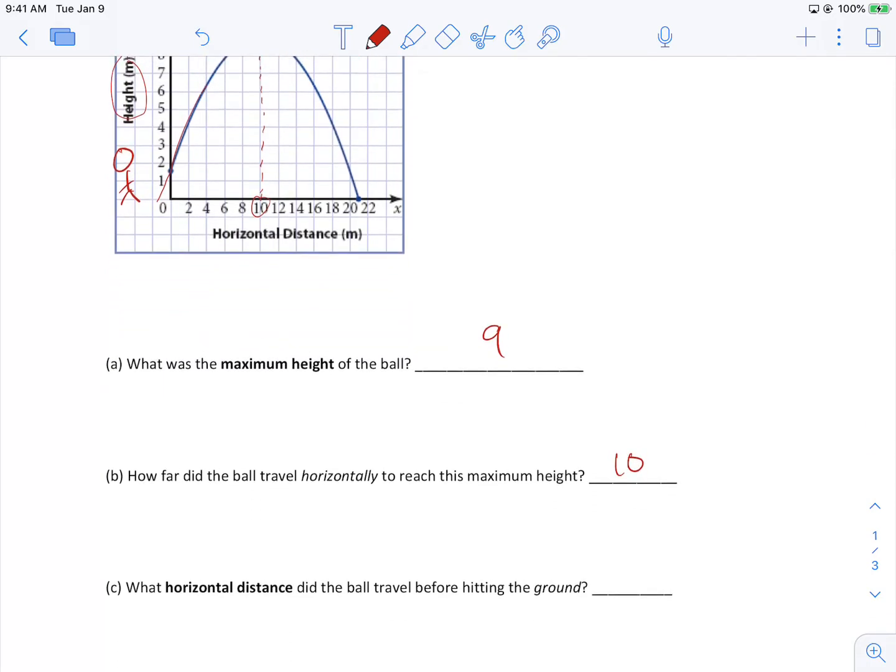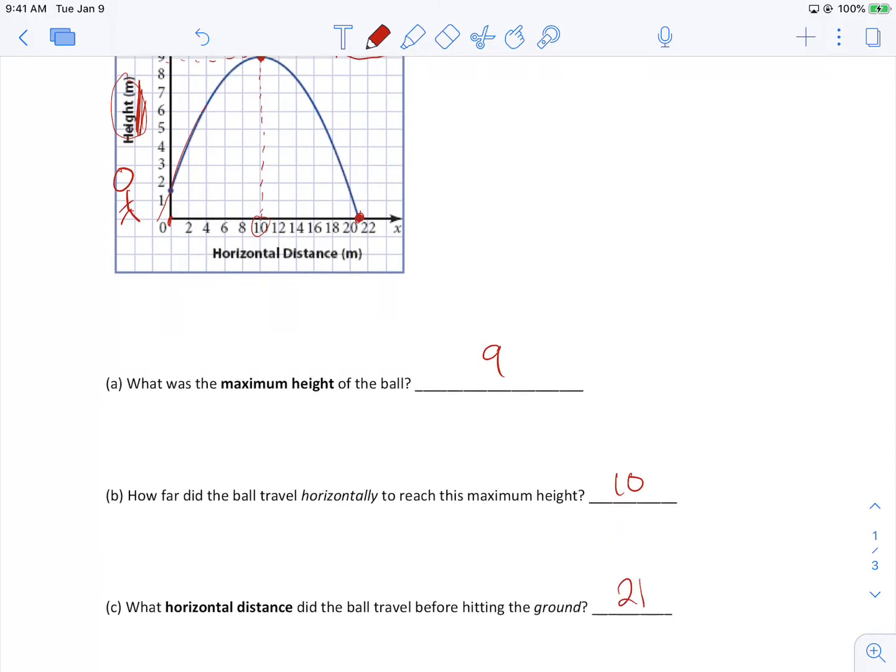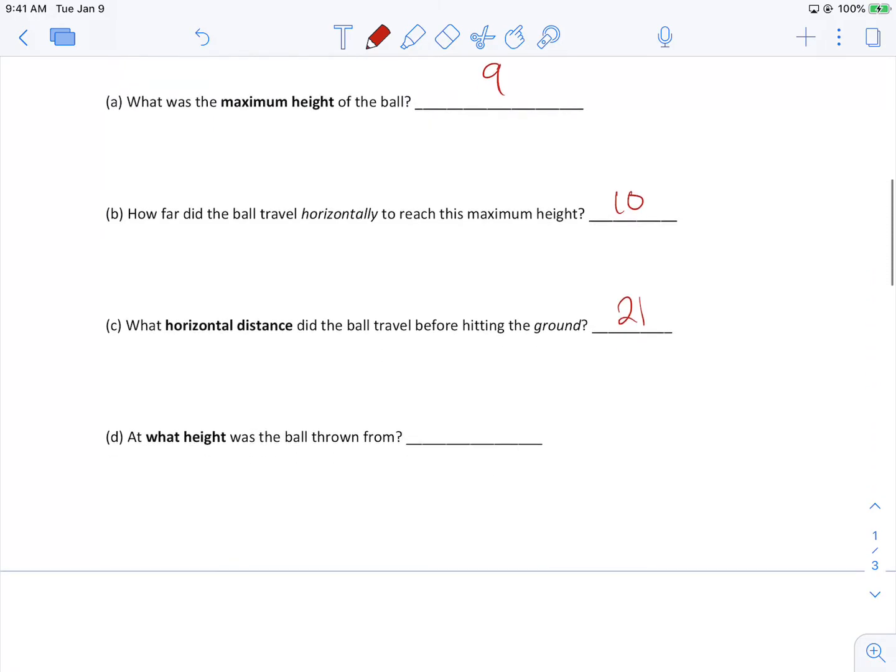What horizontal distance did the ball travel before hitting the ground? Well, this height is telling us how high this ball is above the ground. So if we follow the path of the soccer ball, eventually it's going to hit the ground right there. So how far did it travel? Well, it traveled all the way from 0 to what looks like 21. So it traveled 21 meters before hitting the ground.